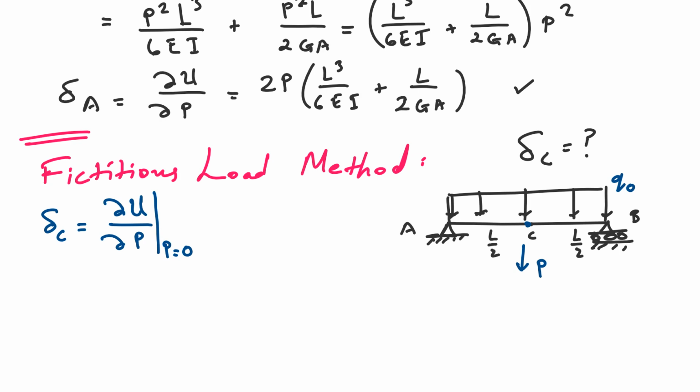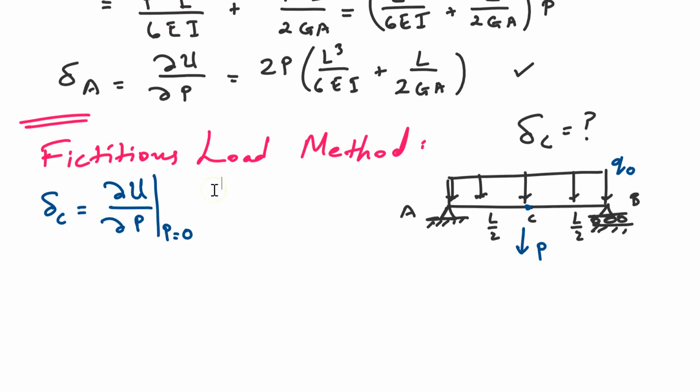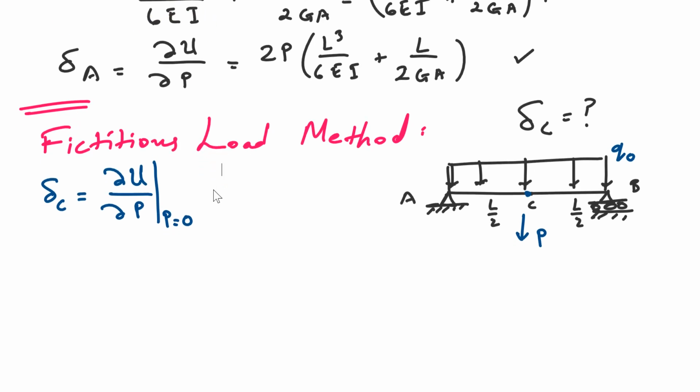So we use the same theorem. The deflection is equal to the derivative of strain energy with respect to load. But since this is a fake load, since it's not real, we have to evaluate it at P equals 0. And I'll show you what we mean when we get on through it. But yeah, so let's do it.